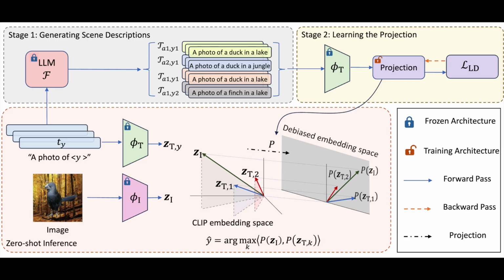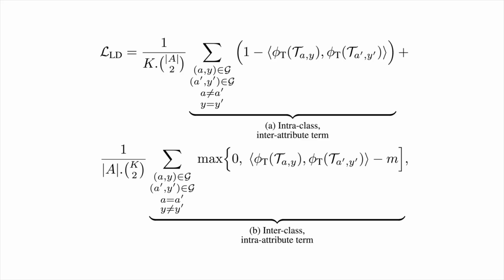In stage 2, we learn P using our latent space debiasing loss. It has two parts. First, an intra-class inter-attribute term that pulls together embeddings of the same class across different spurious attributes. Second, an inter-class intra-attribute term that pushes apart embeddings that share the same attributes but belong to different classes by a margin. This contrastive structure builds class-relevant invariance while suppressing attribute shortcuts.